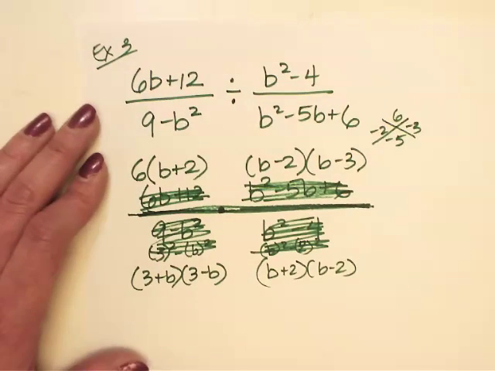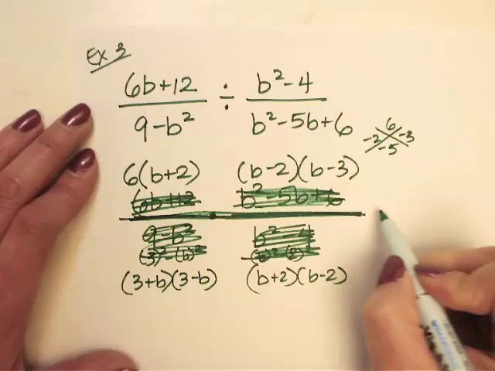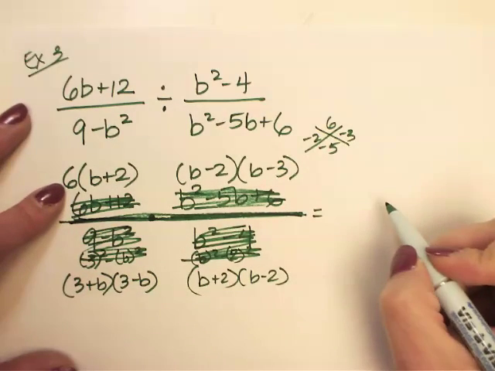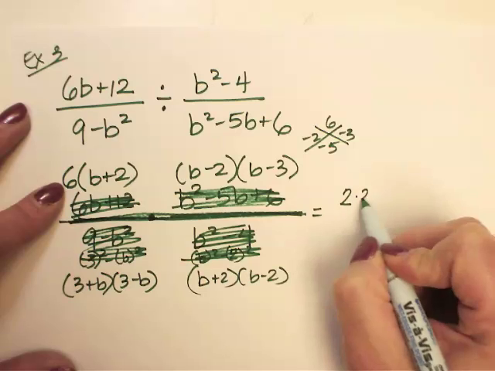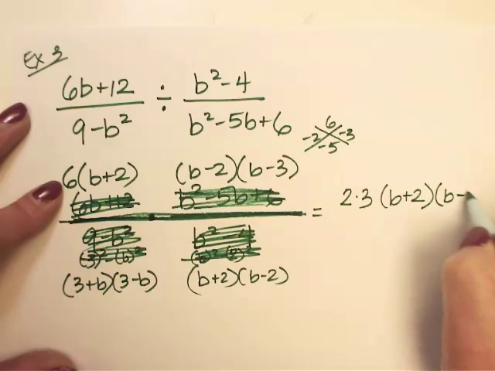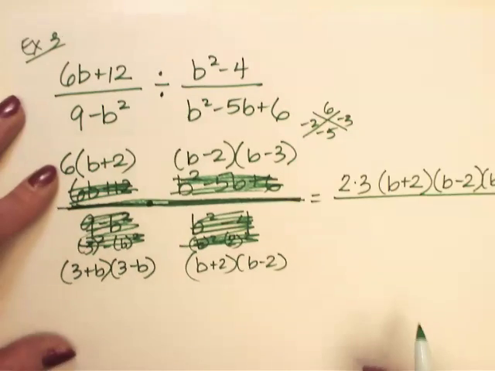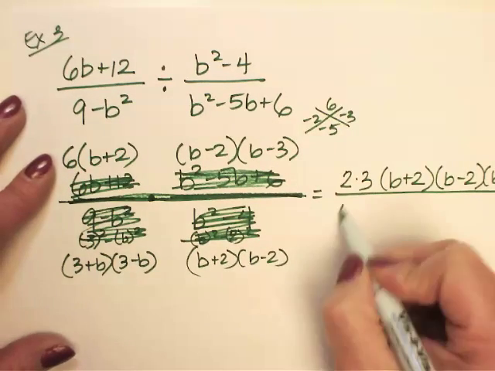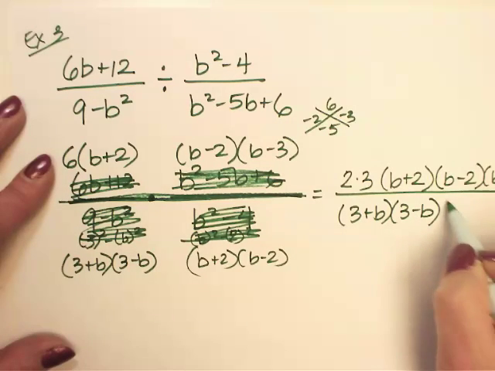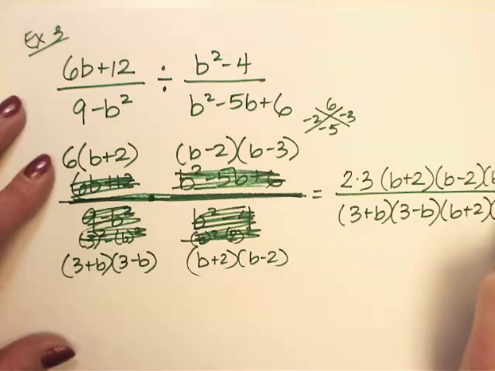Now, if you do feel this is too messy for you, you can rewrite it. I'll go ahead and do that right now. 6 you could rewrite if you want to as 2 times 3. You don't have to. Okay. b plus 2 is on the top times b minus 2 times b minus 3 across the top. And on the bottom, my denominator, I have a 3 plus b, a 3 minus b, times b plus 2 and a b minus 2.